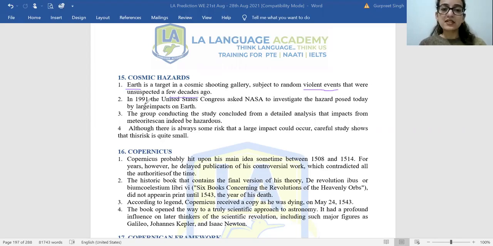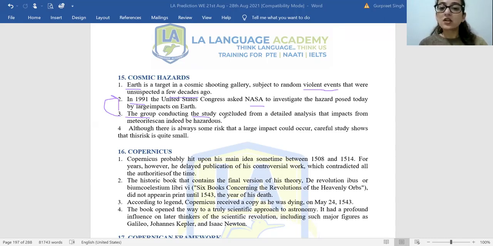Then we say in 1991, the United States Congress asked NASA to investigate the hazard posed today by large impacts on Earth. The group conducting the study. The group, which group? The study, which study? So that is why this sentence in 1991 comes first, because it is answering the group and the study. The group is NASA, which was asked to investigate something. The study is what they were investigating.